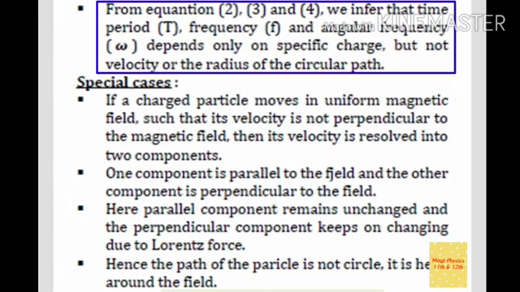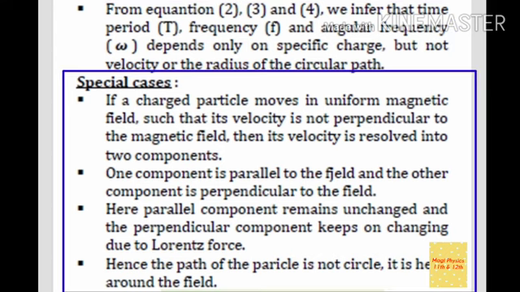From the above equations, it is understood that the time period, the frequency and the angular frequency all depend on the charge of the particle, but not on the velocity of the particle and the radius of the circular path.